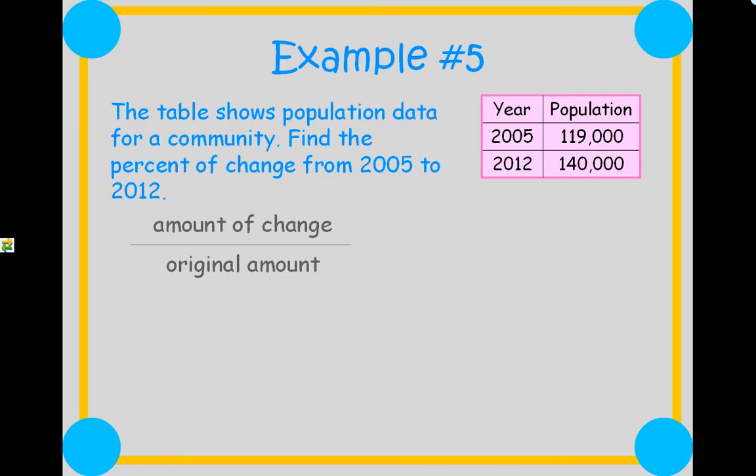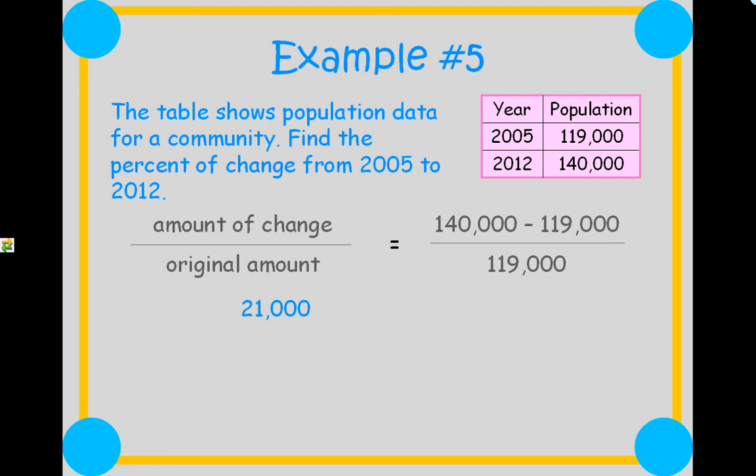Okay, example number 5. The table shows population data for a community. We're going to find the percent of change from 2005 to 2012. Okay, so we're just trying to find the percent of change. So to do that, we have to find the amount of change divided by the original amount. So we're going to have to subtract 140,000 minus 119,000 to find the amount of change. And then we're going to divide by the original amount, which we started in 2005, so that is 119,000. Okay, clean that up. When you subtract, you get 21,000, so that's the amount of change.